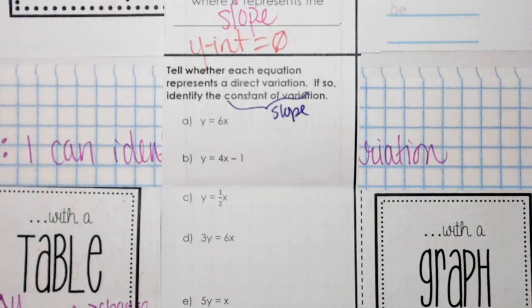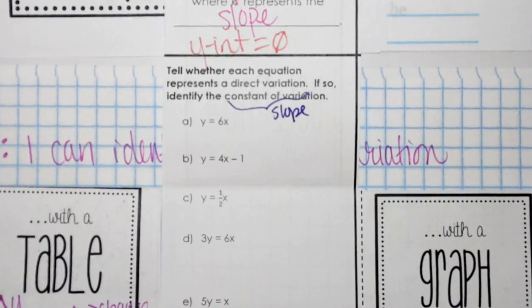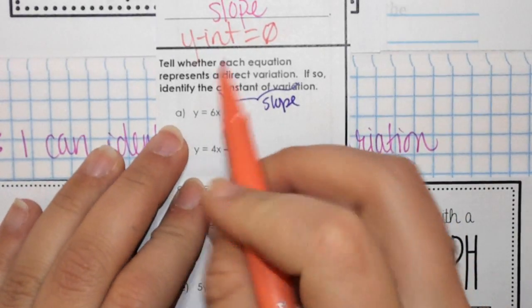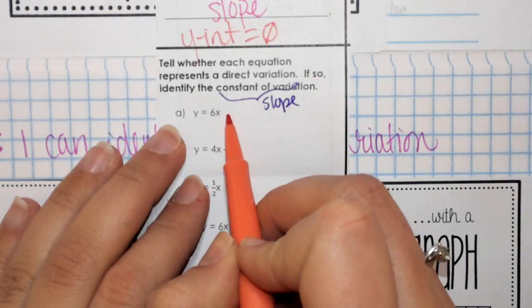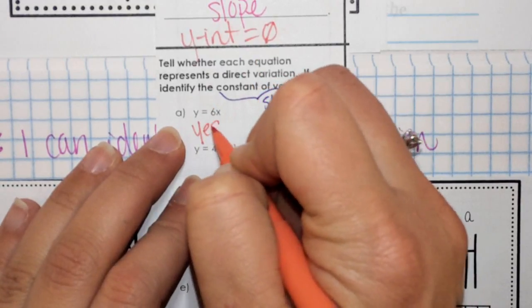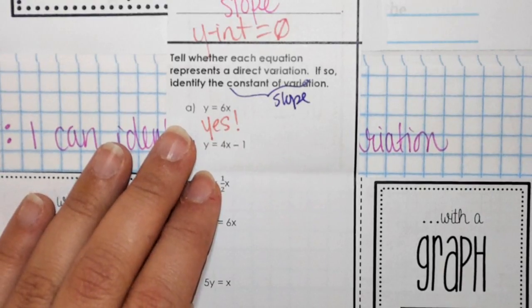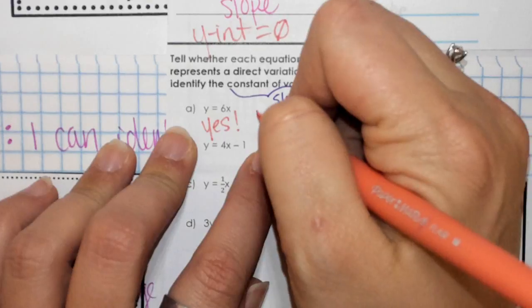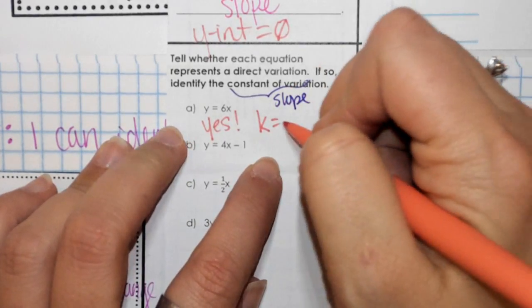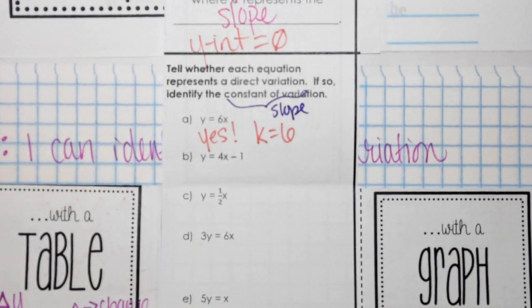So let's look at A. Now remember, it has to look like y equals kx. Does A look like y equals kx? Well, it doesn't, but it has 6 in the place of k, right? So this is a direct variation. We have y by itself. There's no y-intercept. This is a direct variation, so we write yes. Now, what is the slope? What is the constant of variation for this? What does k equal? 6.